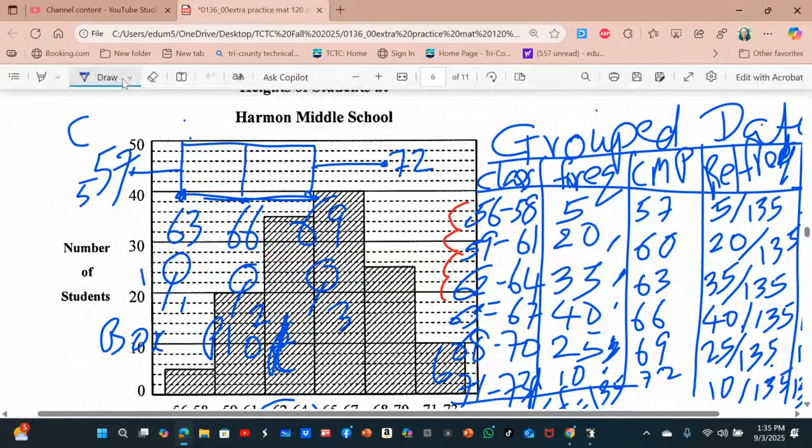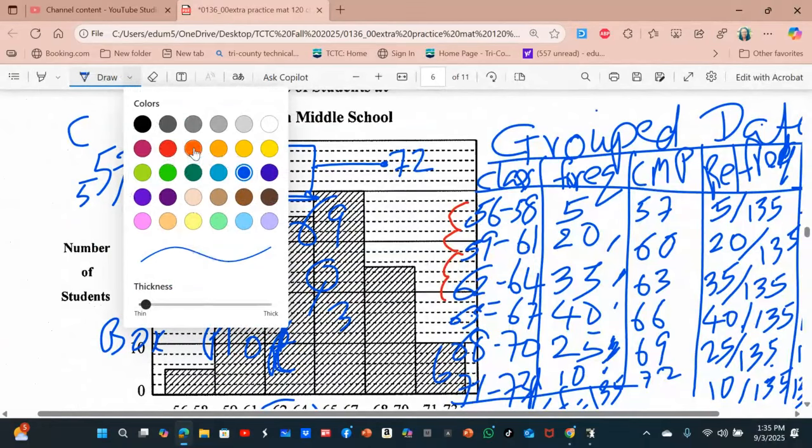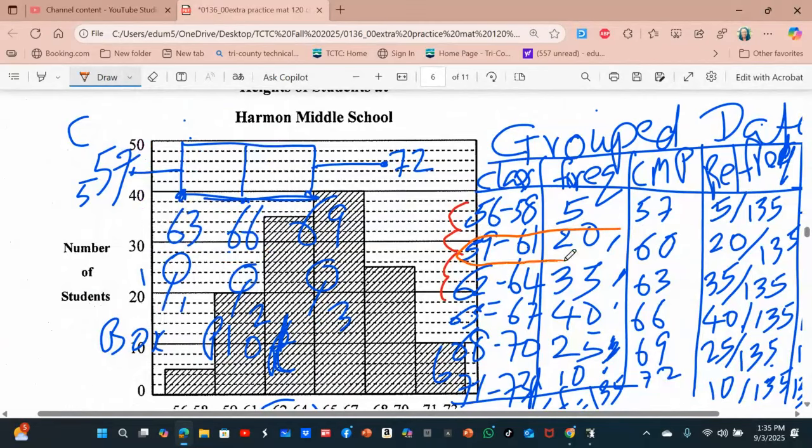So find the probability. So we already found it. What is the probability that a student chosen at random has a height between, is that height or weight? Between 59 and 61 in this Hammond Middle School. So that probability is the frequency of the class over total frequency. So it is the same as relative frequency. So the probability is 20 over 135.